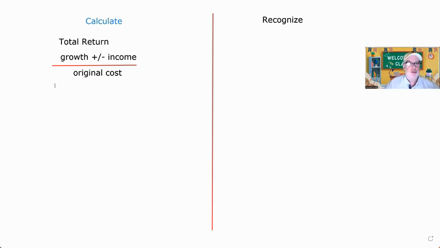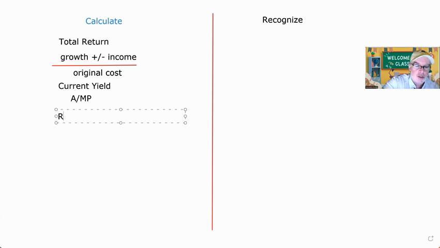Current yield is one. Absolutely got to know that. Current yield, that's my AMP, right? AMP, annual over market price. That's easy stuff.